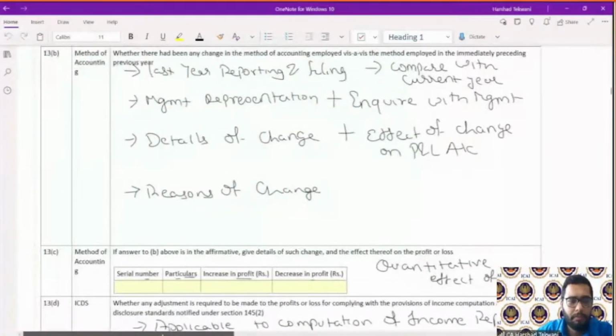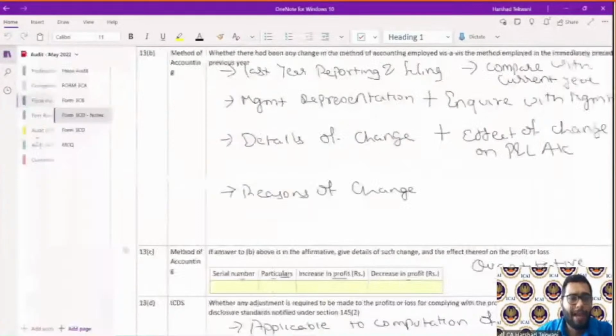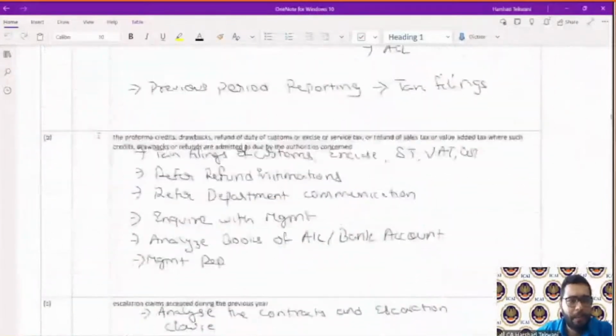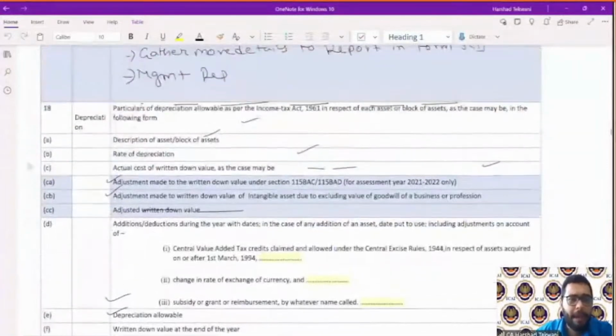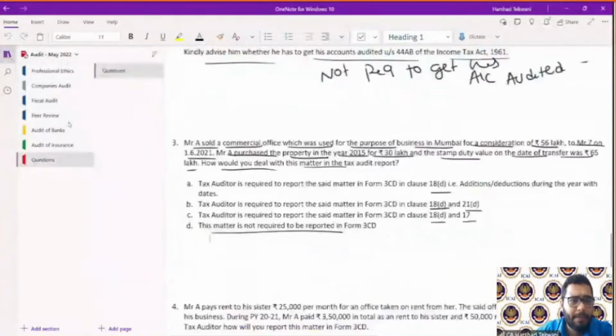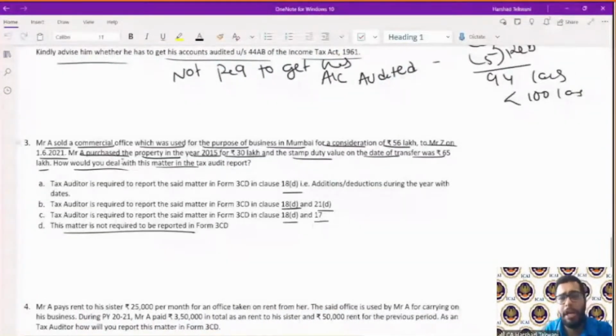This is Form 3CD. My first option was clause 18D. Let's see. Clause 18 is with respect to depreciation allowable and any additions or deductions during the year with dates. If this is a commercial property, yes, this will be recorded in clause 18D of Form 3CD because it should have been part of my block. I'm selling it out, and hence there should be reporting in clause 18D. That is fine, but only 18D? Let's see now 21D and 17.